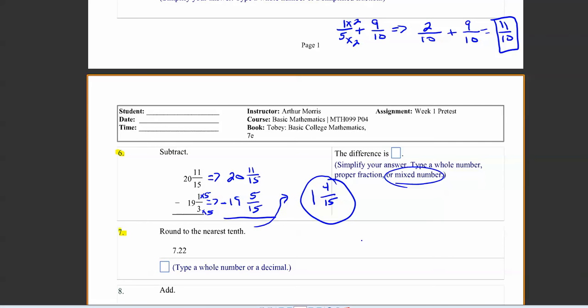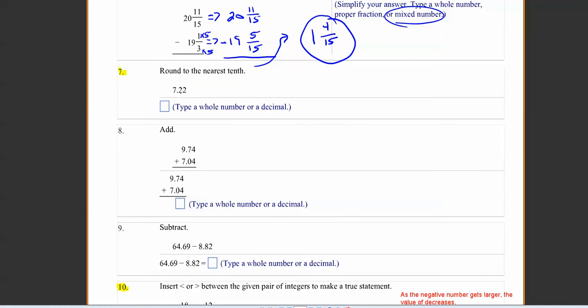Okay. All right, number 7 says round to the nearest tenth. So the tenths place is the first digit to the right of the decimal. This 2 right here, that's my tenths place. So I'll look to the digit next to it on the right side, and if that digit is 5 or higher, then I'll round the 2 that's in the tenths place up. But since it's smaller than 5, I'm going to leave that 2 like it is, and my answer will be 7.2.